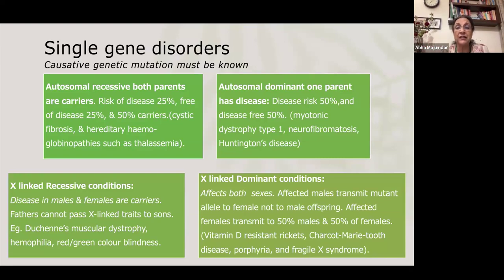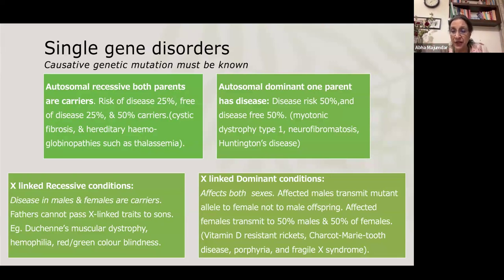Now, there are also X-linked dominant conditions. Now, recessive, two genes together would make it, dominant one alone. So affected males transmit mutant allele to female, not to male offspring. So they have a dominant gene on their X, right? If that X goes from the male, it will always make a female, because from the mother another X will come. So the mutant gene will go to the female, not to the male offspring. Affected females transmit to 50% males and 50% of females with that X.